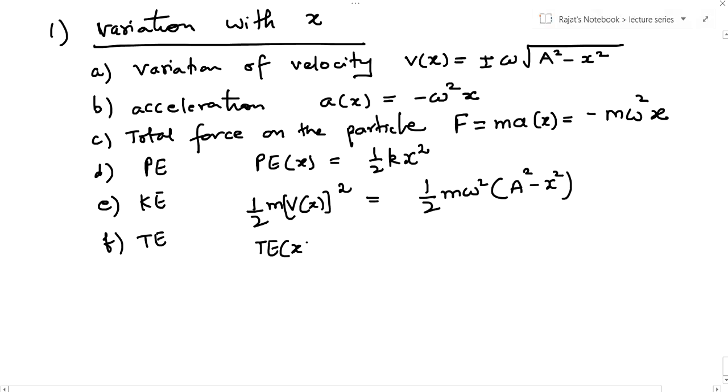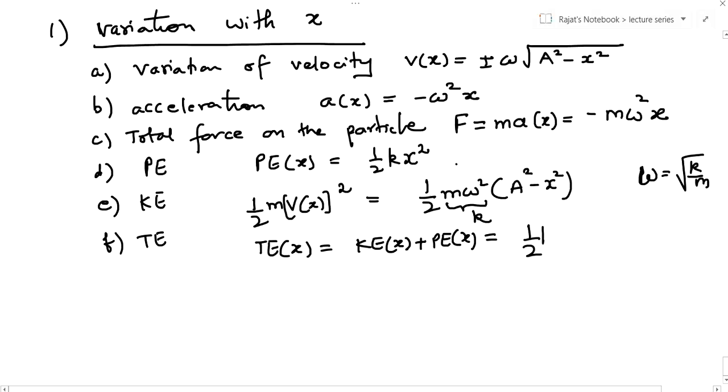and the total energy as a function of x will be kinetic energy as a function of x plus potential energy as a function of x. You can clearly see half k x square will cancel out. m omega square is nothing but k. If you remember, omega is nothing but root k upon m, so that m omega square is k. So this will be half k a square. So total energy as a function of x is a constant. I've already told you that total energy does not change in simple harmonic motion. It is constant provided that there are no dissipative forces in the system.